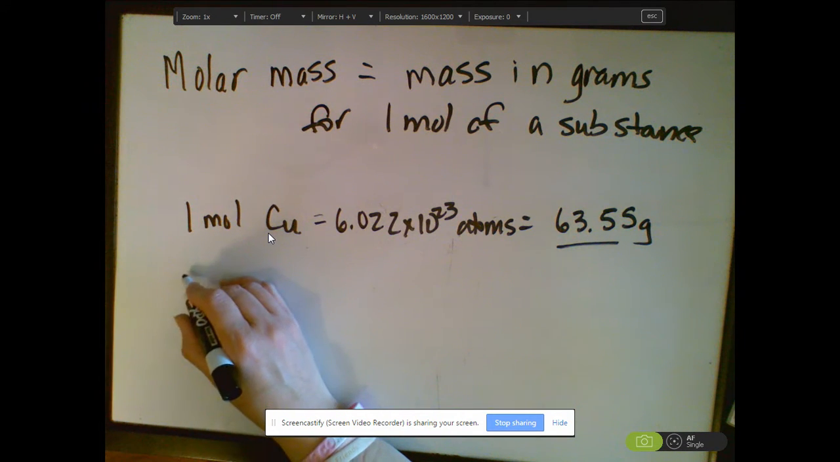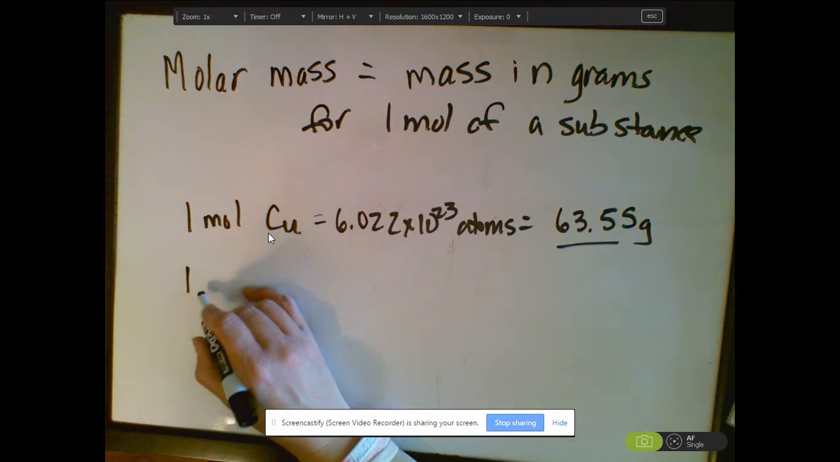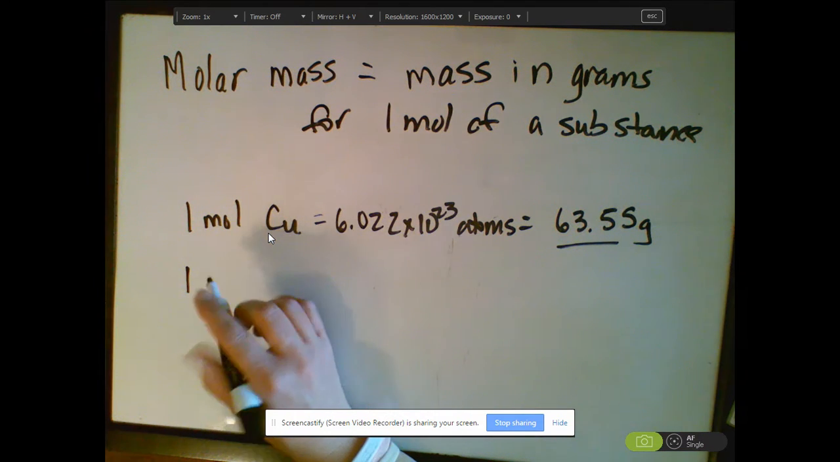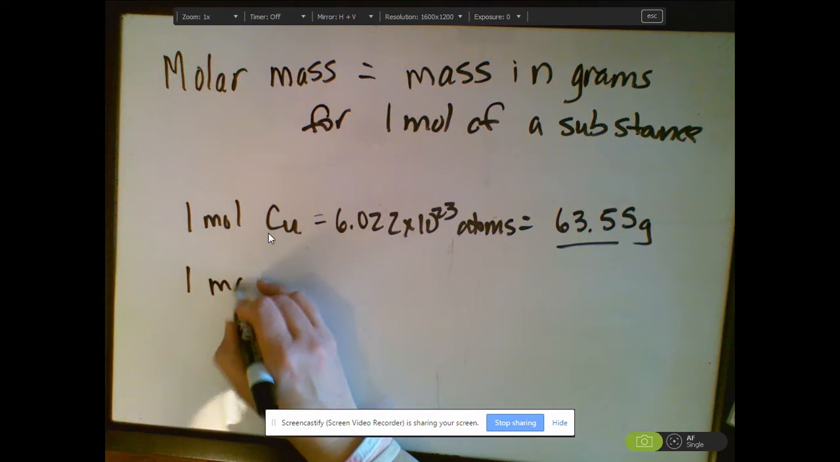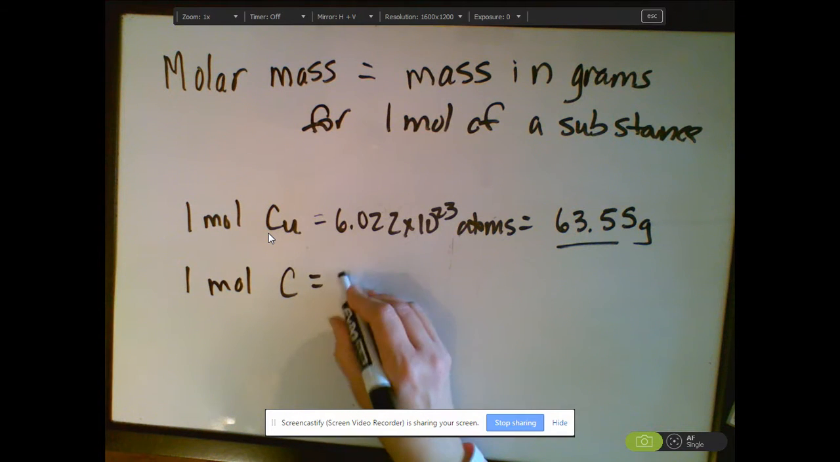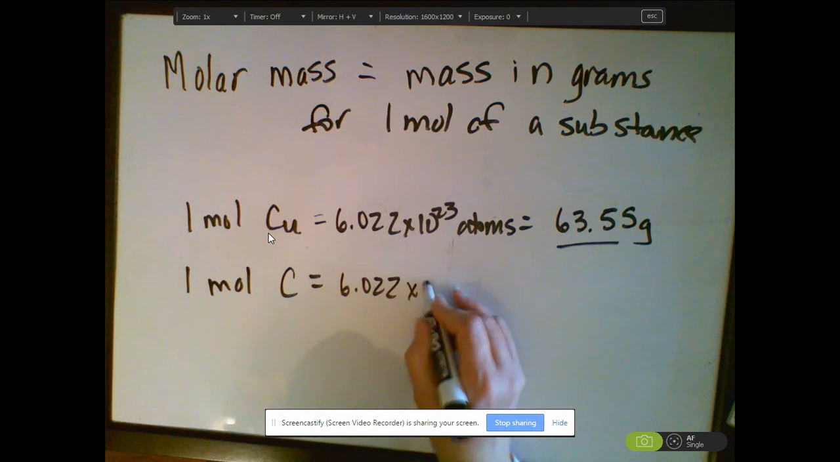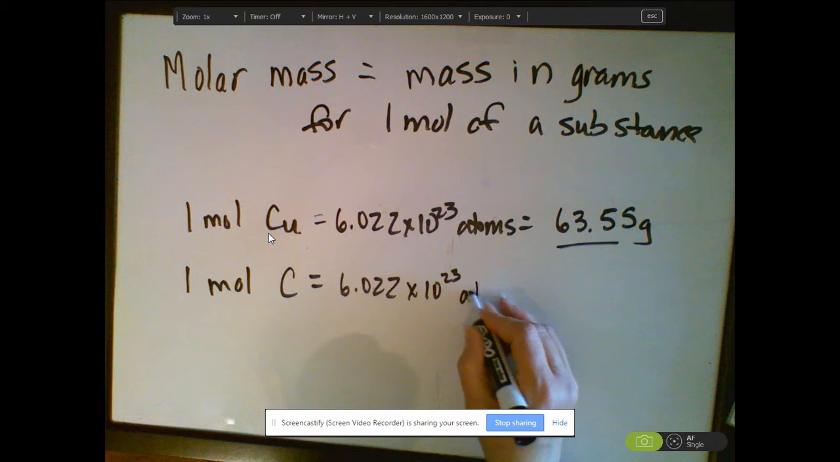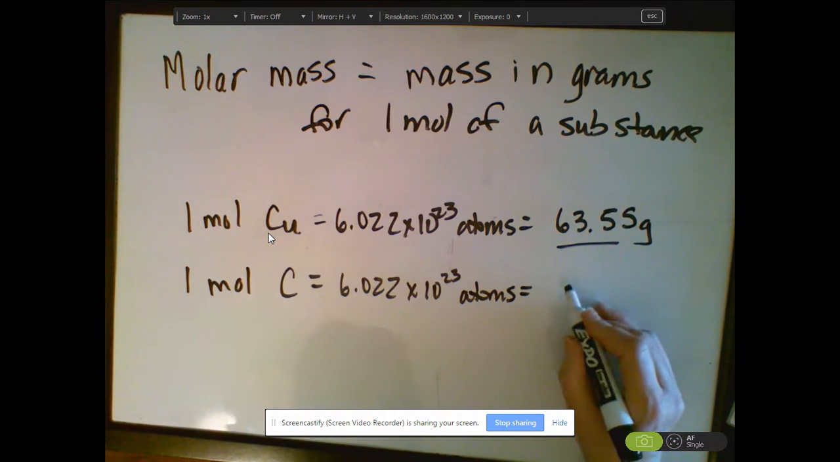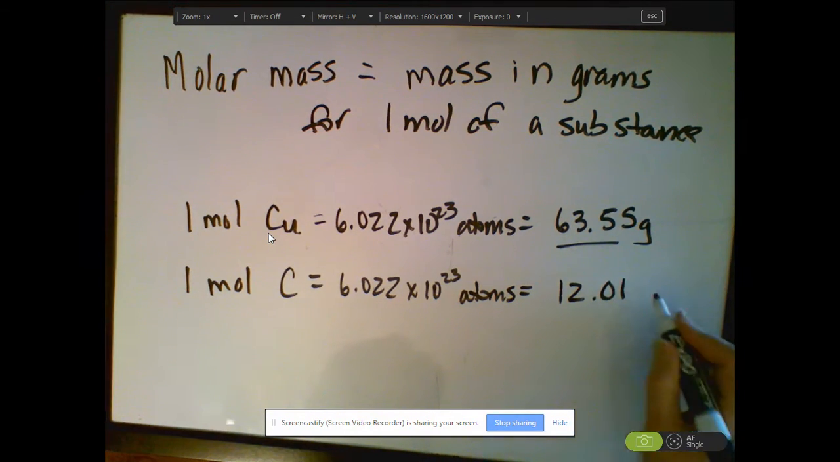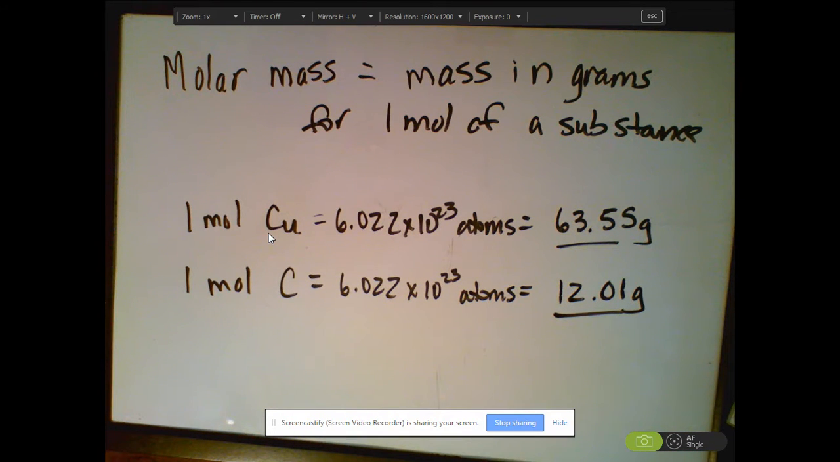Okay. Well, you'll be able to check to see if you're on the right track if you can answer this one. We know that 1 mole of carbon is 6.022 times 10 to the 23rd atoms. But are you able to figure out that if you put it on a balance, it would be equal to 12.01 grams? Because that's the molar mass of carbon. There are 12.01 grams of carbon in 1 mole of carbon.